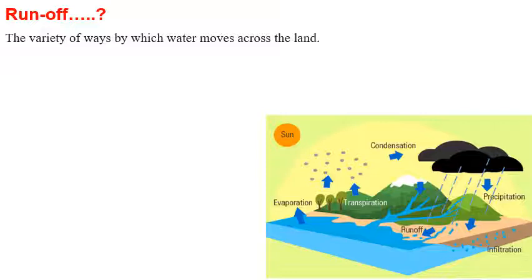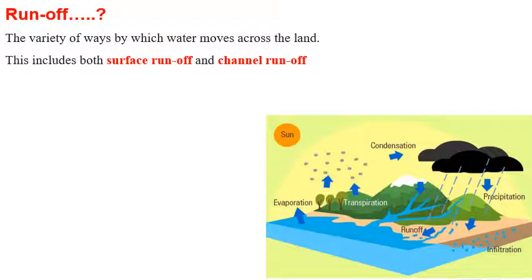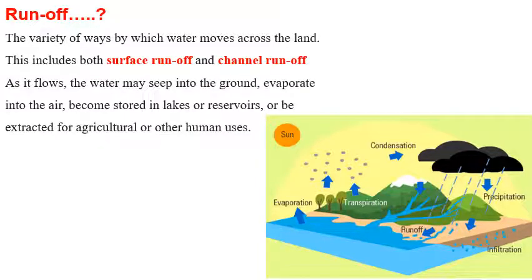Okay, this may be by surface runoff or channel runoff. The surface runoff includes only the water that reaches the stream. Then it will channelize without percolating much. That is called channel runoff. As the water flows, the water may seep into the ground, evaporate into the air, become stored in lakes or rivers, reservoirs, or be extracted for agriculture or any other human uses. Okay, so that is runoff.